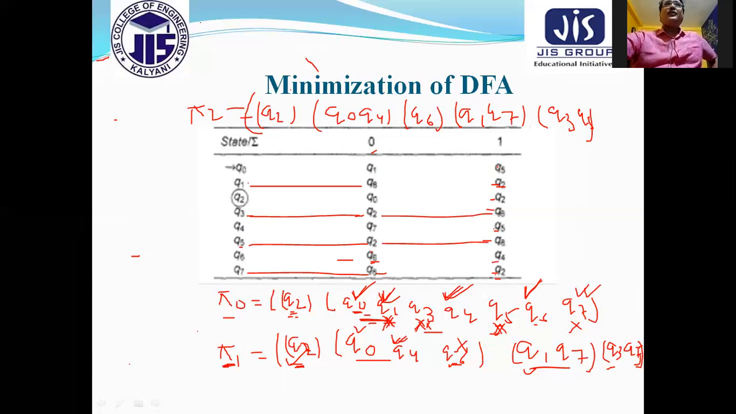So after this one we have to calculate pi 3. Again you have to write Q2 as it is, alone. Again you have to check Q0, Q4. So you have to take the sets of pi 2, not pi 1 here. Check Q0, Q4. Q0 is Q1, Q4 is Q7. Again they belong to the same set. It is Q5 and Q4 is also Q5. Again it is the same set. So they are not divided. They are as they are. So I can write it as Q4.